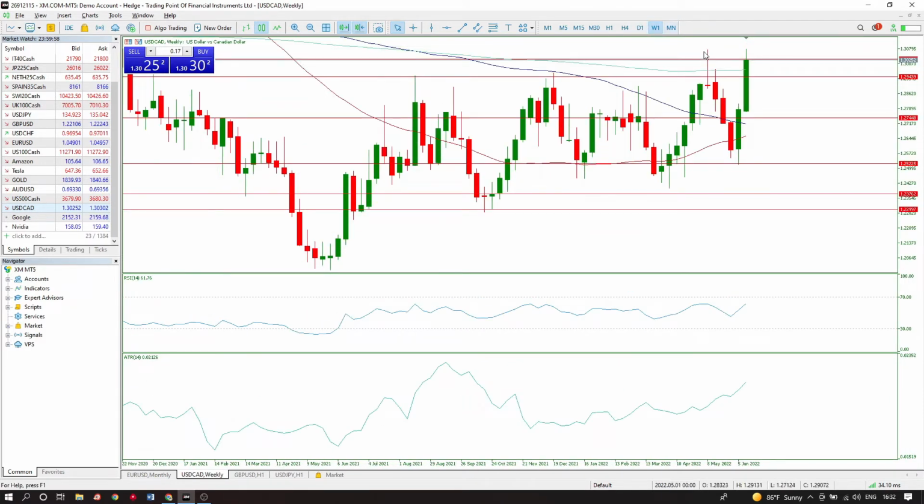There is another resistance here, and we're going to be able to see a consolidation around this level before the price starts moving again, up or down. So I prefer to close my position and watch for something else.